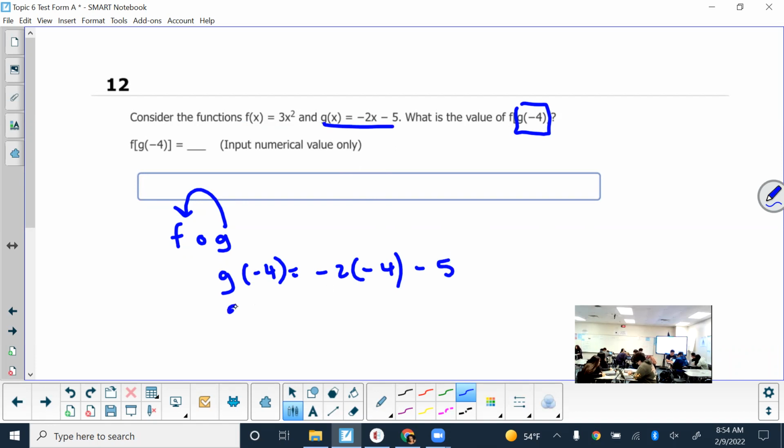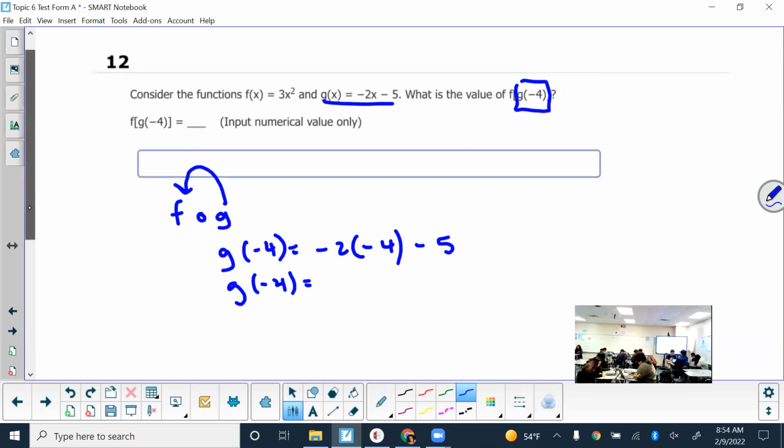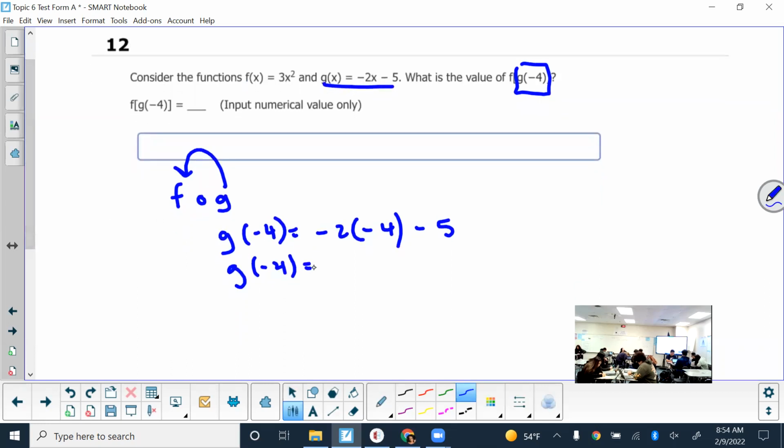All right, the left side is just notation. The right side, we're going to simplify. So on the right side, what's -2 times -4?